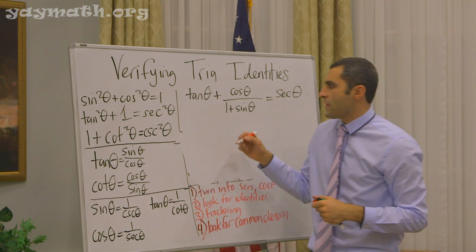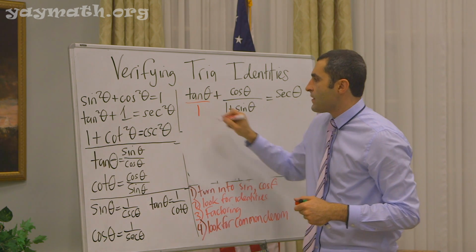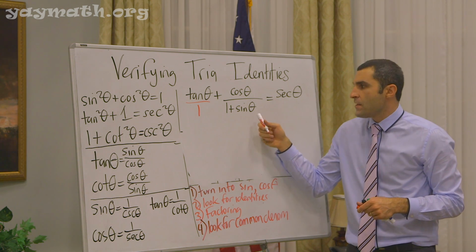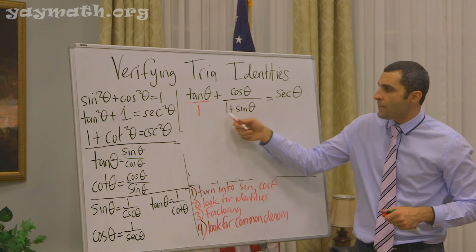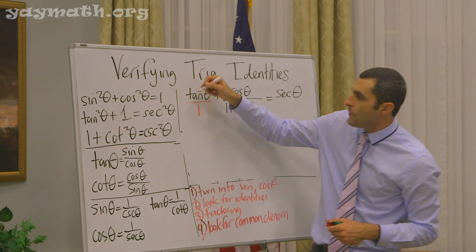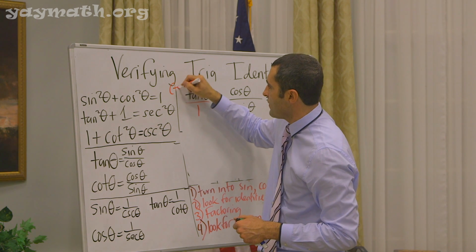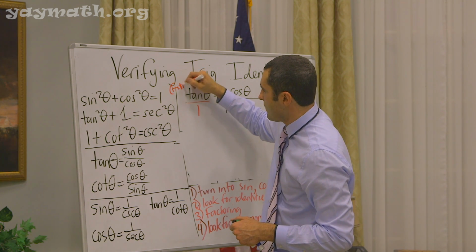I may need to show you this one. It's not a big deal. The common denominator will be 1 plus sine. Okay? So in order to establish the denominator of 1 plus sine, we multiply top and bottom by 1 plus sine.